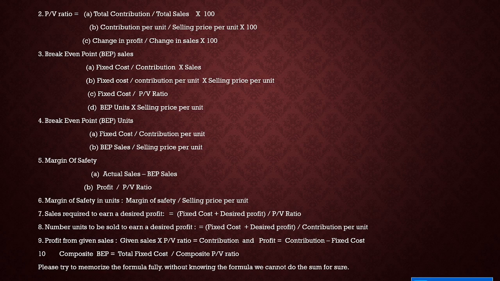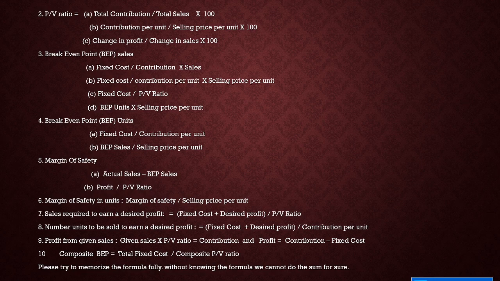Okay, then for that the formula will be given sales, whatever the given sales are in the sum, into PV ratio will give you contribution. That is, there are two steps in this. The first step is given sales into PV ratio will give you contribution. And for arriving at the answer for profit, contribution minus fixed cost. The contribution we found out, the fixed cost is already given in the sum. So the fixed cost is not going to differ throughout the sum. The fixed cost will be the same throughout the sum. There is no difference in fixed cost.